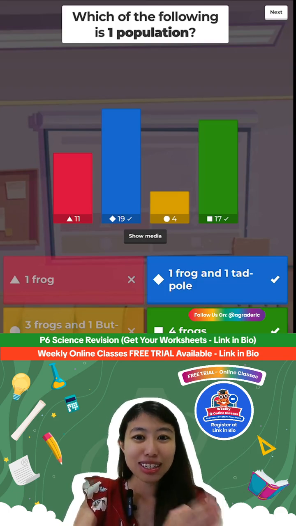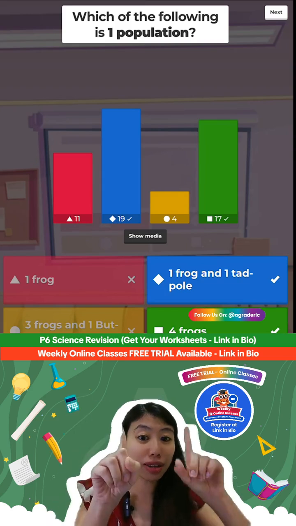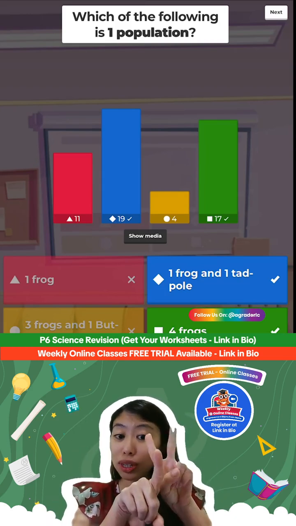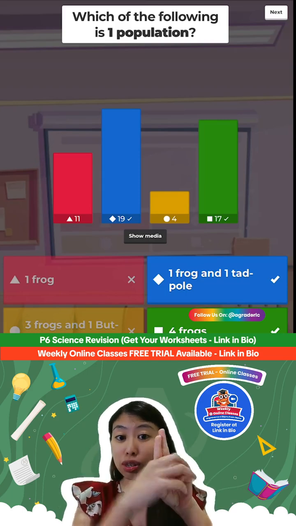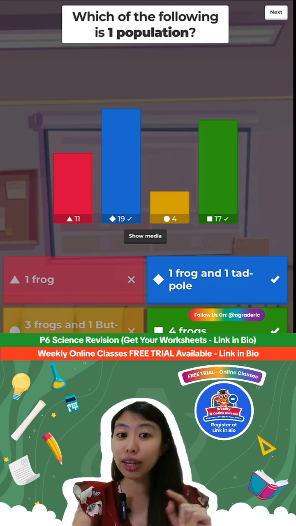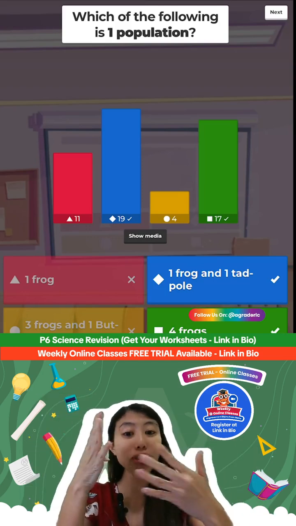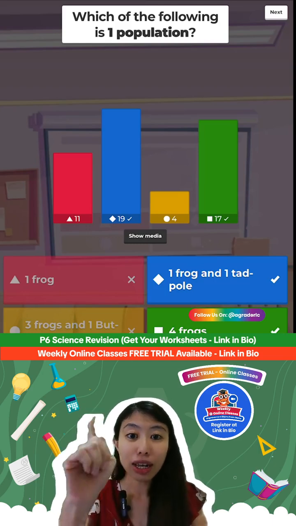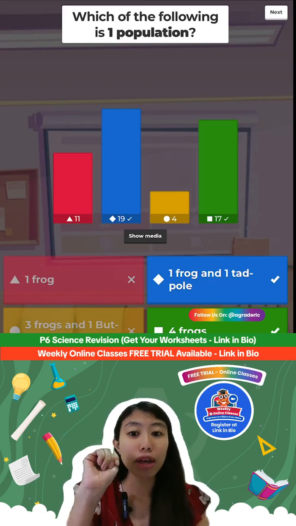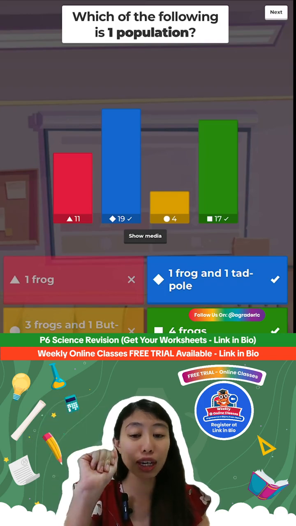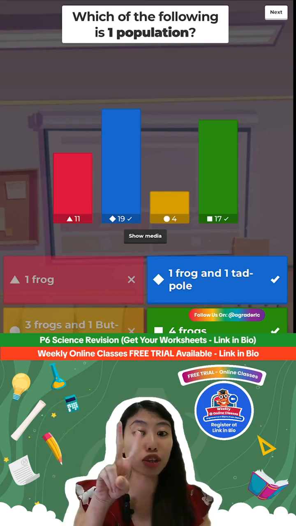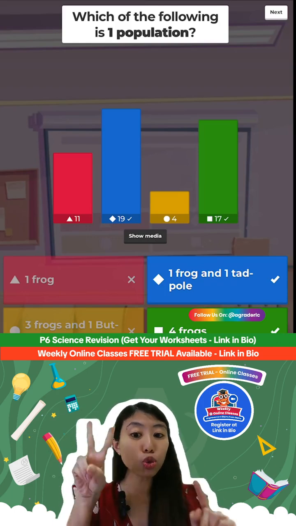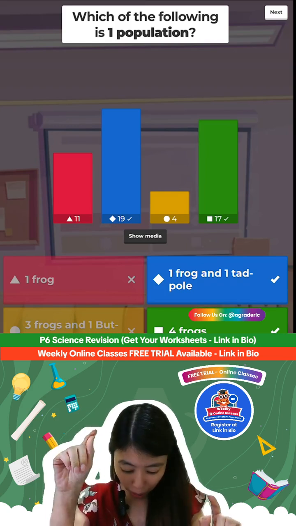So one frog and one tadpole. Why? It's because they belong to the same life cycle, right? So the total of two organisms is considered one population. Four frogs, more than one of the same type, is one population. The yellow one cannot be, because butterfly and frogs are different life cycles. So they are different populations.